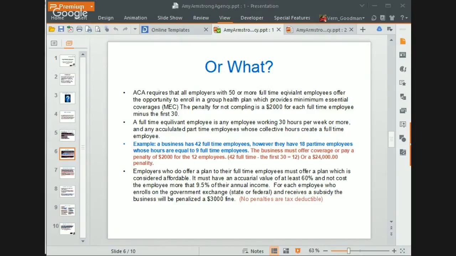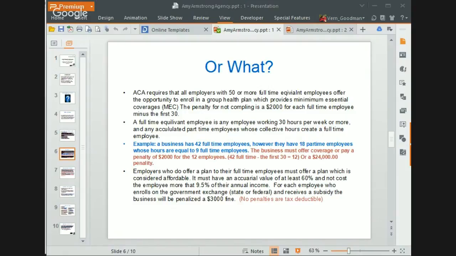A full-time equivalent employee is any employee working 30 hours per week or more, and any accumulated part-time employees whose collective hours create a full-time employee. For example, a business has 42 full-time employees. However, they have 18 part-time employees, whose hours are equal to 9 full-time employees. The business must offer coverage or pay a penalty of $2,000 for the 12 employees. The 42 full-time minus the first 30 equals 12, or a $24,000 penalty.